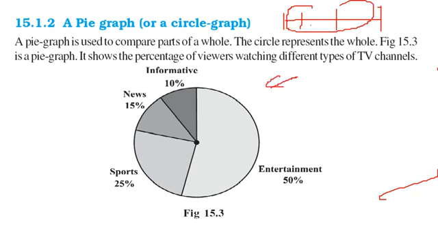A circle represents the whole, meaning a complete 360 degrees. And this is a pie graph, because circle comes from pi. 2 pi r is the circumference, pi r square is the area. So the pie graph is very important, and this is an example of a pie chart or pie graph or circle graph. It is showing the percentage of different types of viewers watching different types of TV channels.